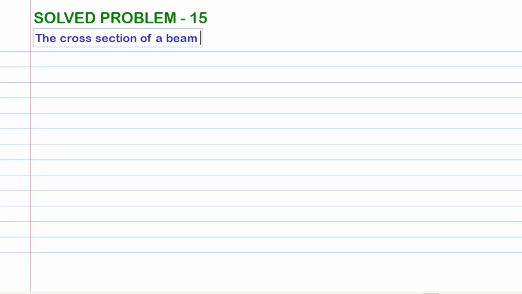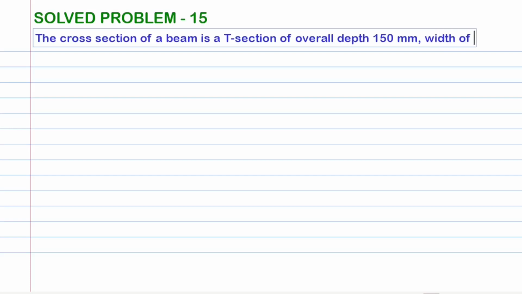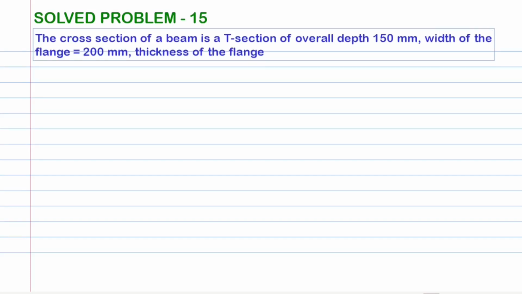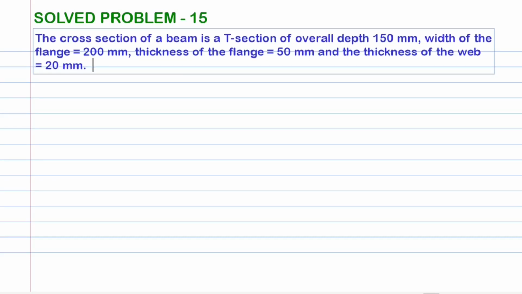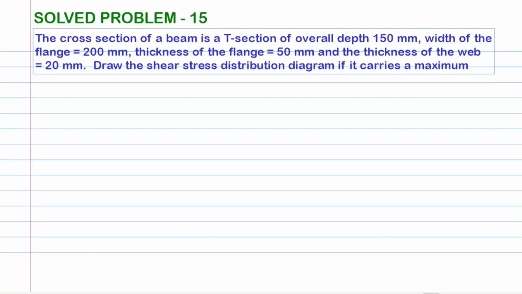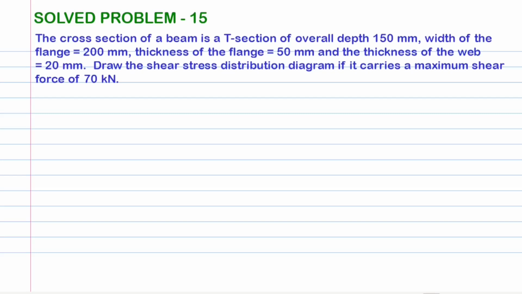Let's move on to another problem. The solved problem 15 is stated as follows. The cross section of a beam is a T section of overall depth 150 millimeters, width of the flange equal to 200 millimeters, thickness of the flange equal to 50 millimeters, and thickness of the web equal to 20 millimeters. Draw the shear stress distribution diagram if it carries a maximum shear force of 70 kilonewtons.